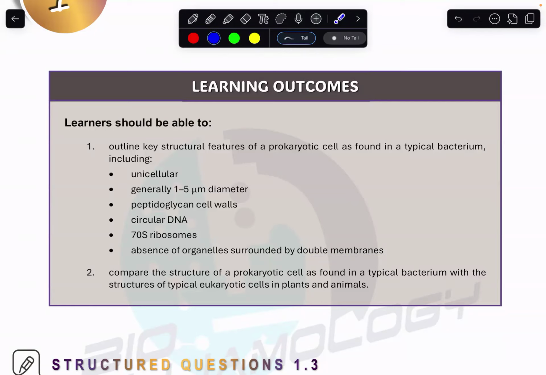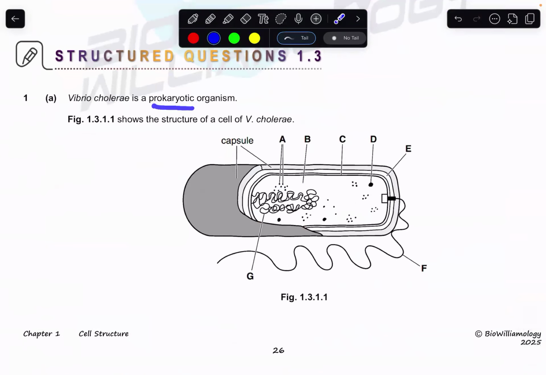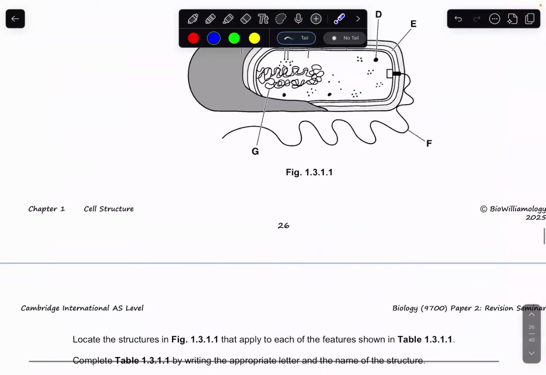A common question will ask us to compare the prokaryotic cells found in the typical bacterium, be careful, bacterium, with the structure of typical eukaryotic cells in plant and animal. So let us start now. Vibrio cholerae is a prokaryotic organism, a type of bacteria. Now you can see the structures A, B, C, D, E, and F together with G. So we need to identify those structures.